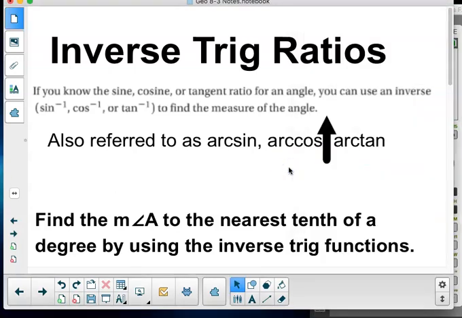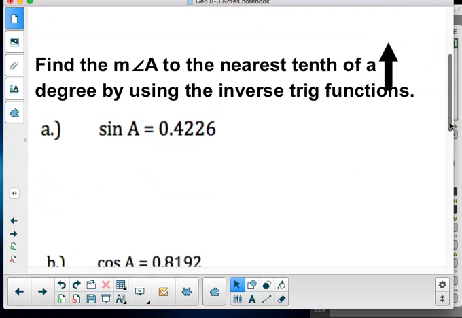Now we will also refer to these as arc sine, arc cosine, and arc tangent because of some confusion with notation, but they are the same. Arc sine is sine inverse, arc cosine is cosine inverse, arc tangent is tangent inverse. So now let's see how we use these. Finding the measure of angle A to the nearest tenth of a degree by using the inverse trig functions. So how do I do this?